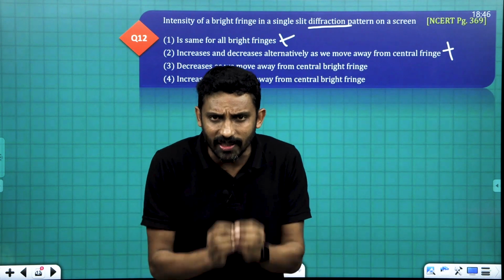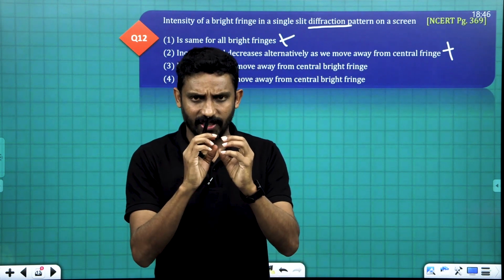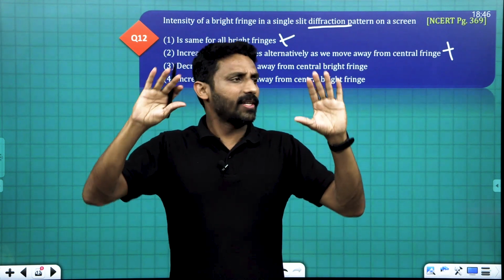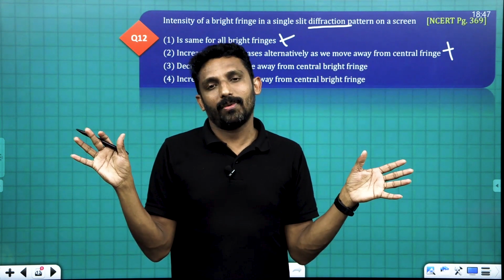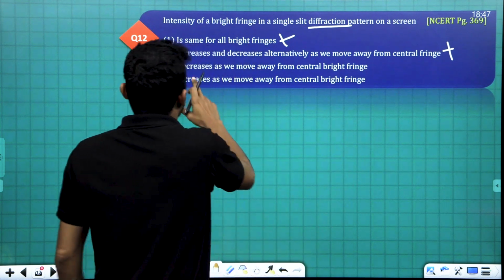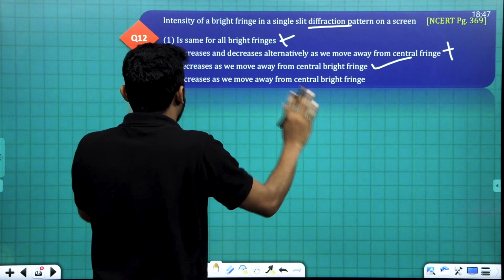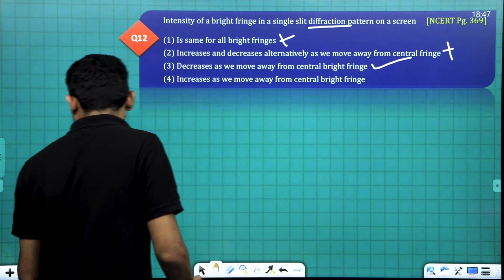What's happening to the intensity as we move from the central bright fringe? The intensity goes on decreasing, and finally the intensity reduces to 0. Yes. Decreases as we move away from the central bright fringe is the answer, option C. This is incorrect. So the answer is option C.